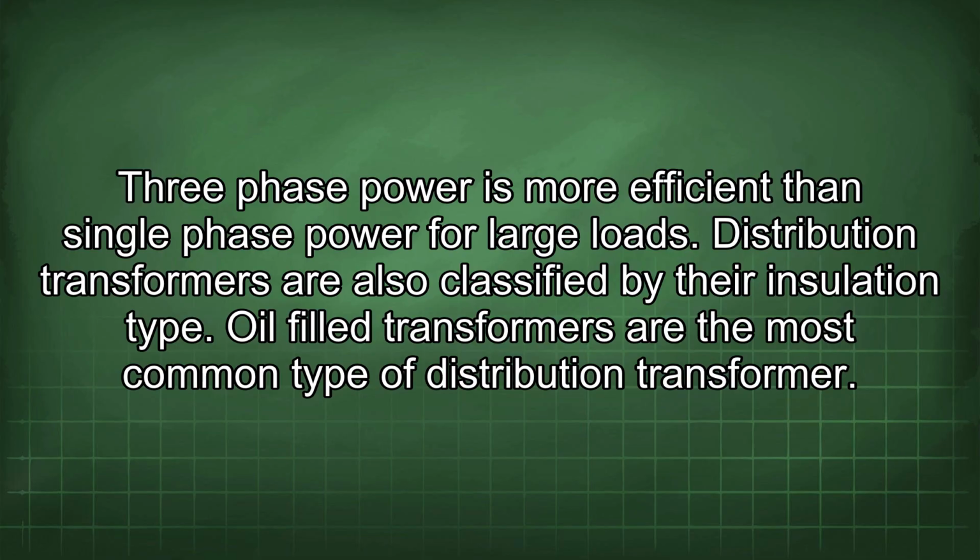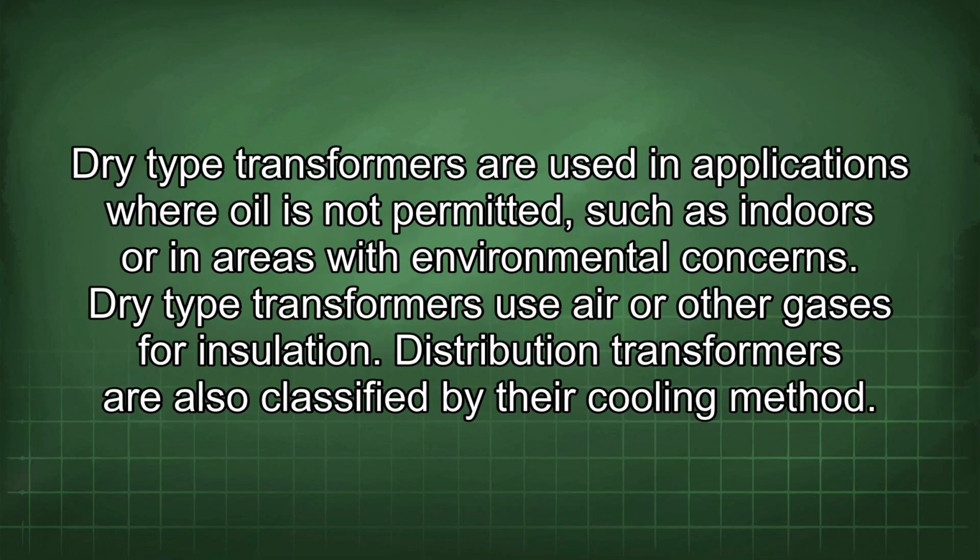Distribution transformers are also classified by their insulation type. Oil-filled transformers are the most common type of distribution transformer. Dry-type transformers are used in applications where oil is not permitted, such as indoors or in areas with environmental concerns. Dry-type transformers use air or other gases for insulation.